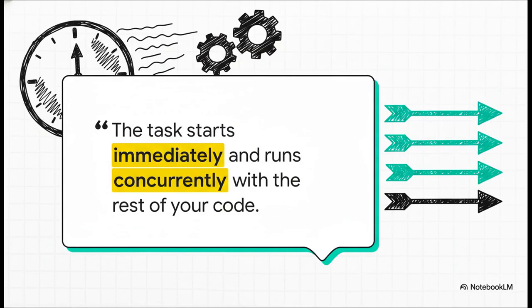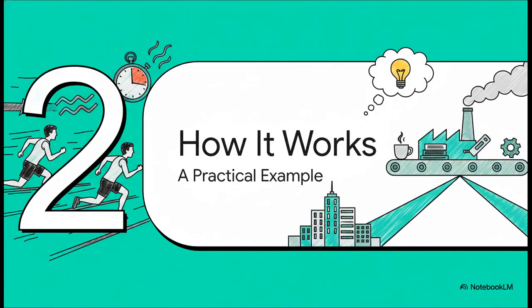This sentence right here, this is the absolute key to understanding async let. The second your code hits that line, the task begins, instantly. It doesn't wait for permission, it just goes. It runs in the background at the same time as everything else, while the rest of your code just keeps on chugging along. Okay, that sounds great in theory, right? But what does it actually look like in practice?